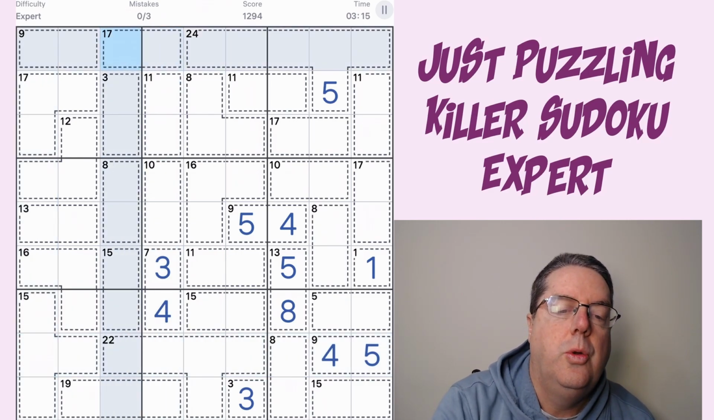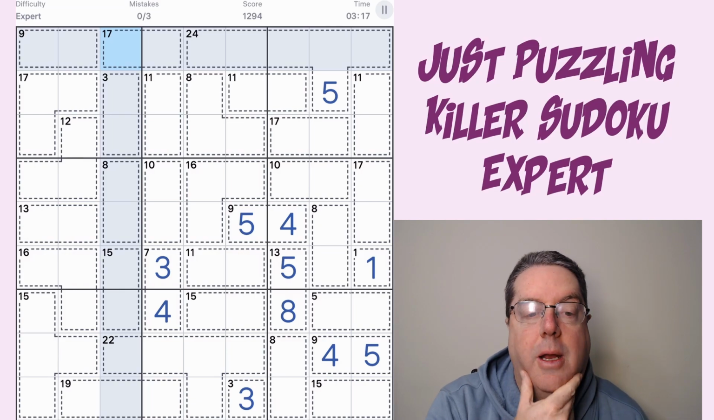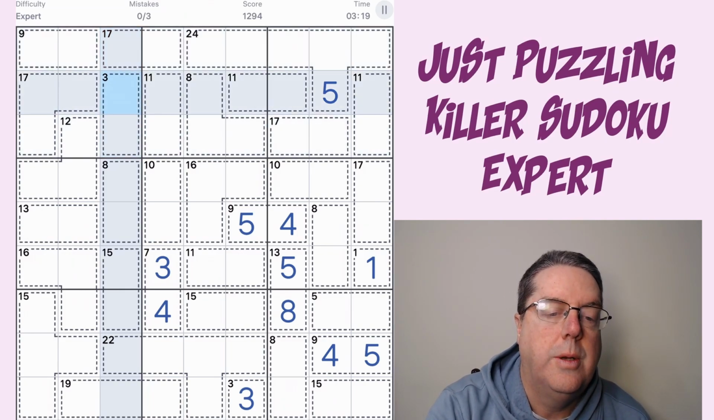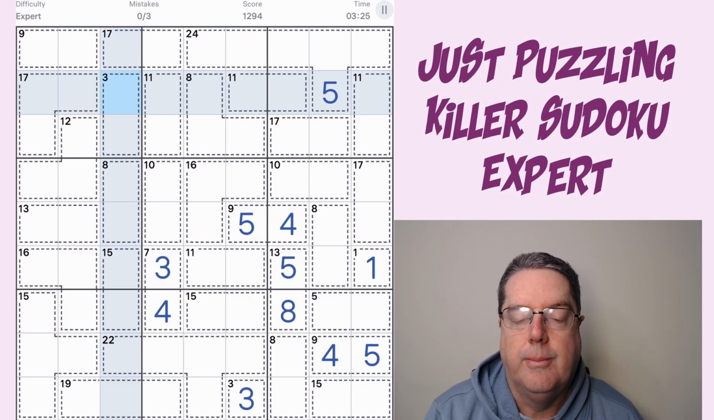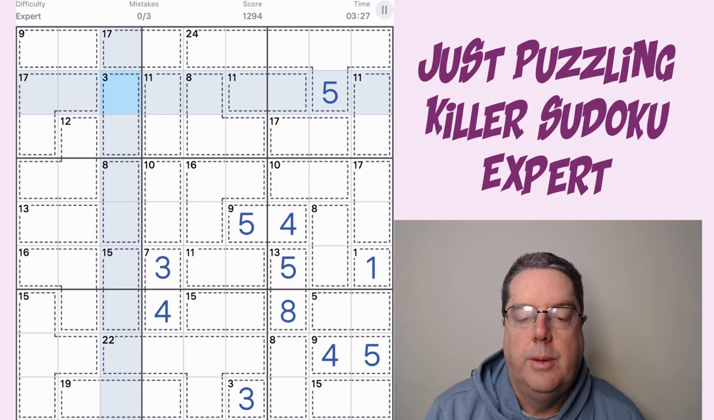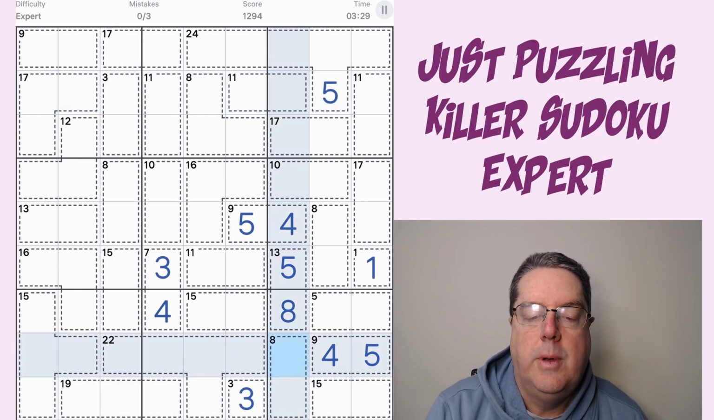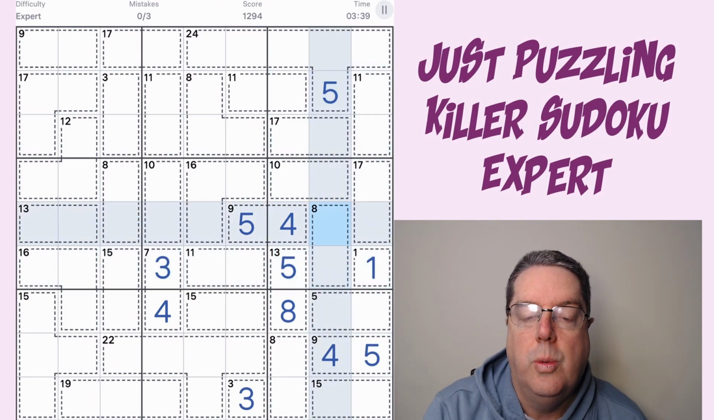17, 2 digits added up to 17 are 8 and 9. It's always 8 and 9. 2 digits that add up to 3 is 1 and 2. So 7 and 1. So the 8 here, we'll be able to figure out because the 8 here can't be 1 and 7, can't be 5 and 3, so the only other option is 2 and 6.